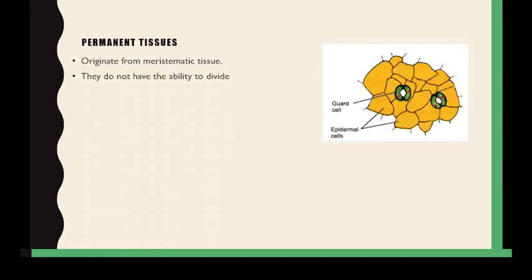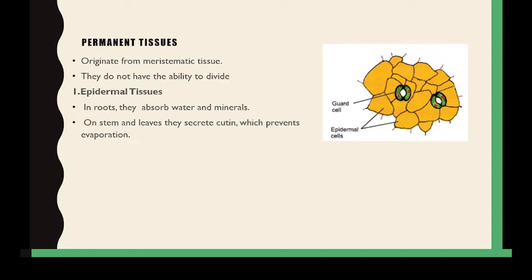What are permanent tissues? They originate from meristematic tissues, but they do not have the ability to divide. So epidermal tissues are that type of tissue. They cover the whole body of the plant. In roots, they absorb water and minerals, and on stems and leaves, they secrete a type of substance known as cutin, which prevents the plant from evaporation.